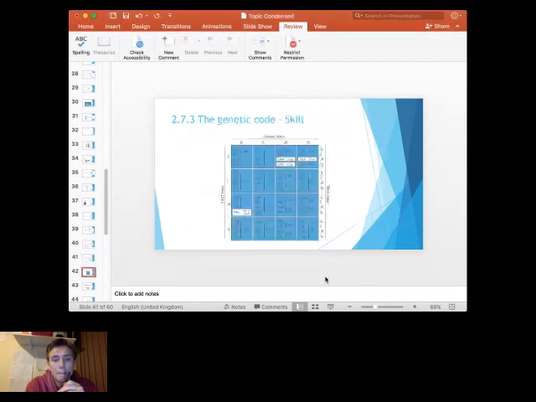Okay, so one skill in the syllabus is to be able to interpret the genetic code. And I'm going to re-emphasize, it is specifically interpreting the code. So you do not have to be able to replicate the code, you just have to know how to use it.